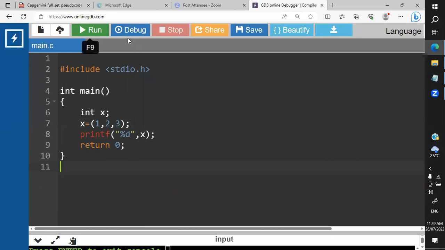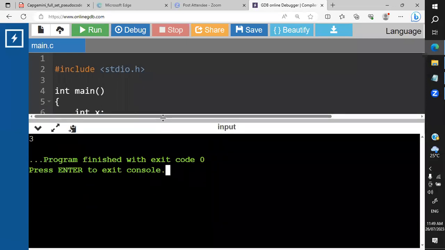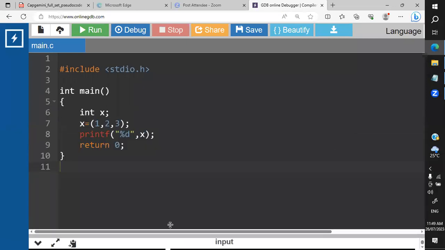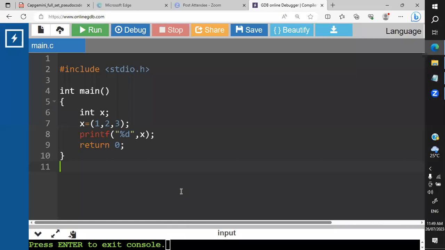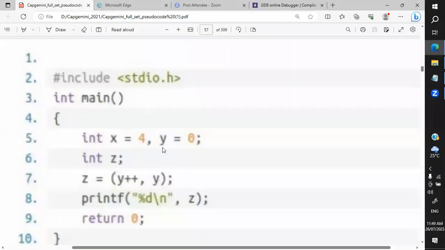Exactly. So if you write with braces, it will always consider the last value. Got it? In C language. With braces, last value. Without braces, first value. I hope now you understood this concept. If you understood this, then we can answer our question easily.